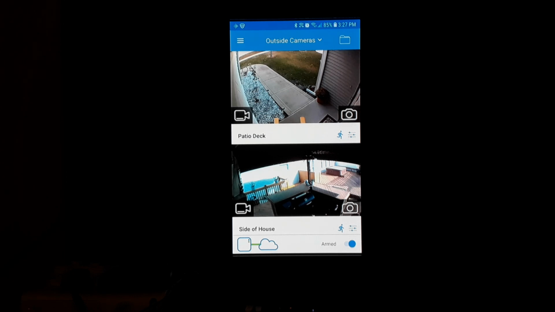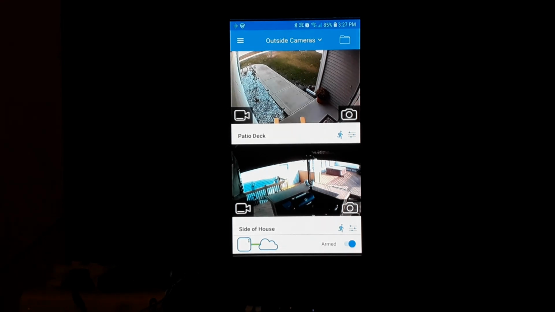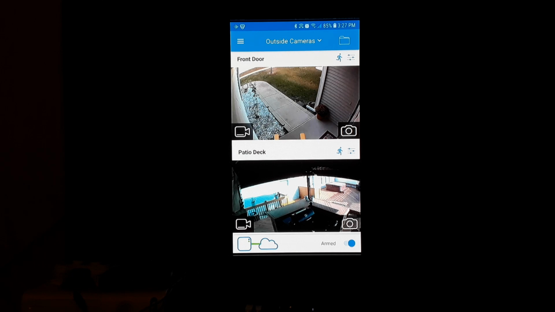If you don't know what an activity zone is, if you look at my front door here, activity zones basically look at the picture that the front door is looking at and put it in grids. And those grids, you can either say, hey, focus on this area or don't focus on this area, basically by checking the squares. I'm going to show you that in just a minute so you can get a visual.